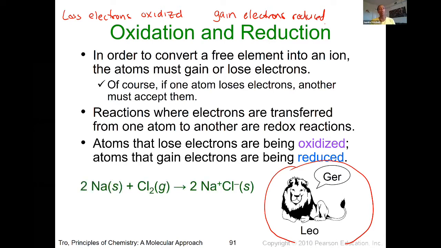In this example with sodium and chlorine, our sodium went from having no charge to now having a positive 1. That means it lost some electrons, so sodium is being oxidized.